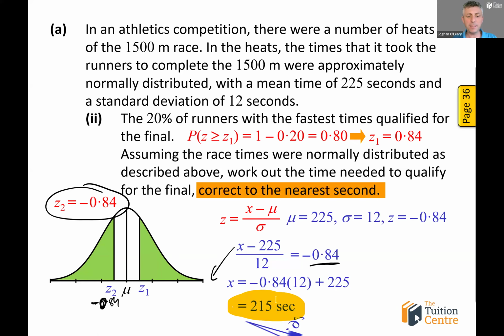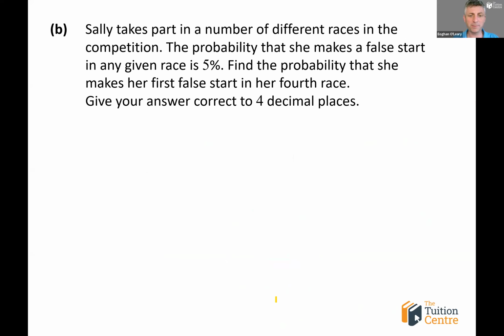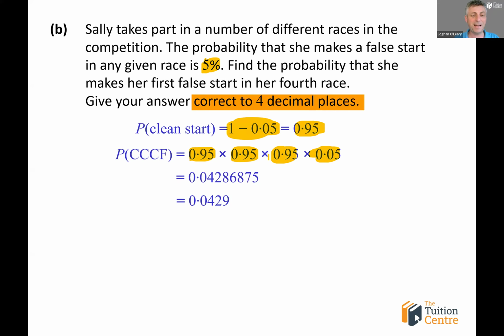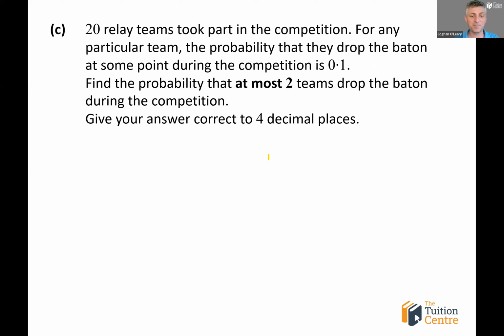Okay. The very last bit we're going to do here is the following. Very last one. So Sally takes part in a number of different races in the competition. The probability that she makes a false start is 5%. Find the probability that she makes her first false start in the first race. Okay. So again, where does one minus come into it? Just in the very simple case, the probability of a clean start is 1 minus the probability of the false start, 0.95. In this case, we're given a very specific order. Clean start, clean start, clean start, false start. Okay? And that was my answer to the question for 5 marks.